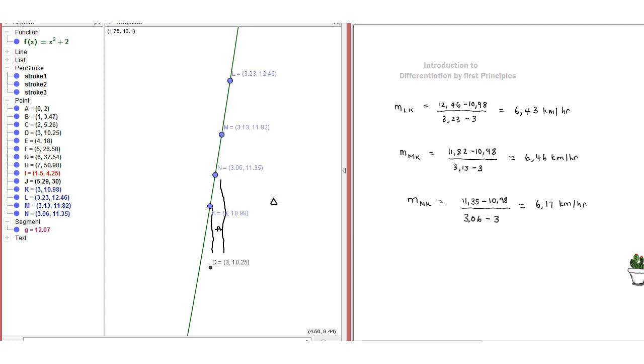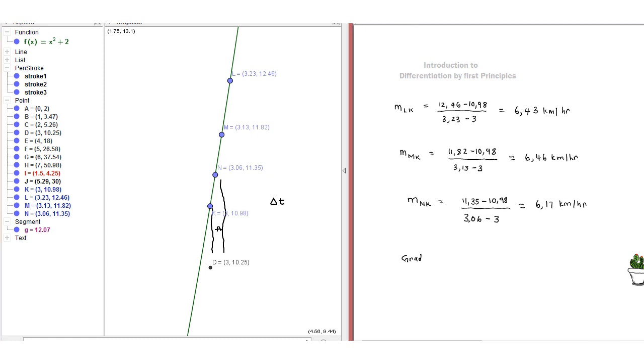Okay, so we can use what we've already learned about limits. We are looking to find a limit as delta t tends to 0, because plugging in 0 directly means division by 0, which is obviously undefined.